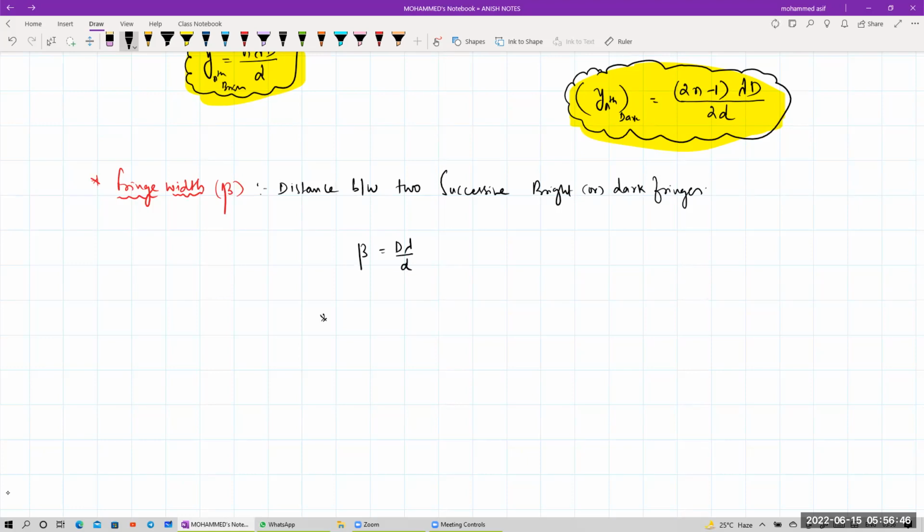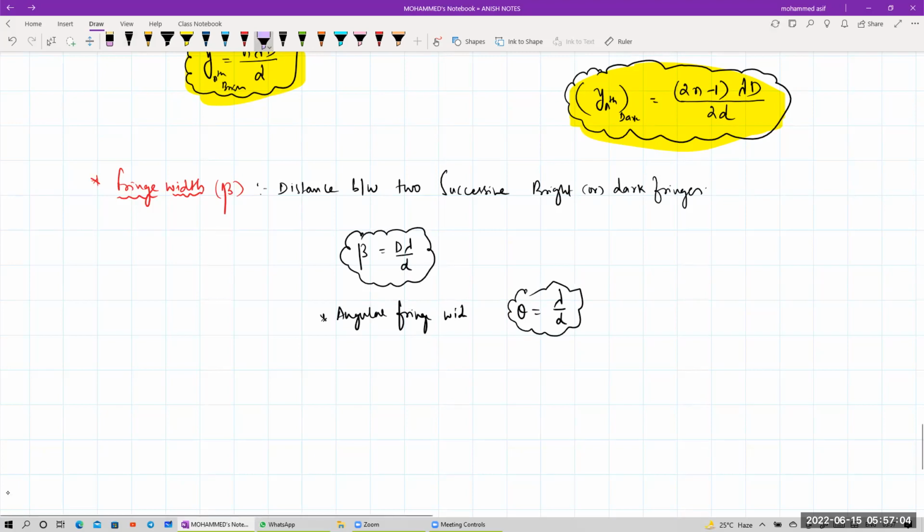एंगुलर फ्रिंज विड्थ भी होता है इसके अंदर, एंगुलर फ्रिंज विड्थ का भी फॉर्मूला वेरी इंपॉर्टेंट बेटा। सो थीटा इज इक्वल्स टू लैम्बडा डिवाइडेड बाय स्मॉल डी। So beta is equals to capital D into lambda divided by small d, and theta will be equal to lambda divided by d. Very very important formula, fringe width and the angular fringe width का formula.